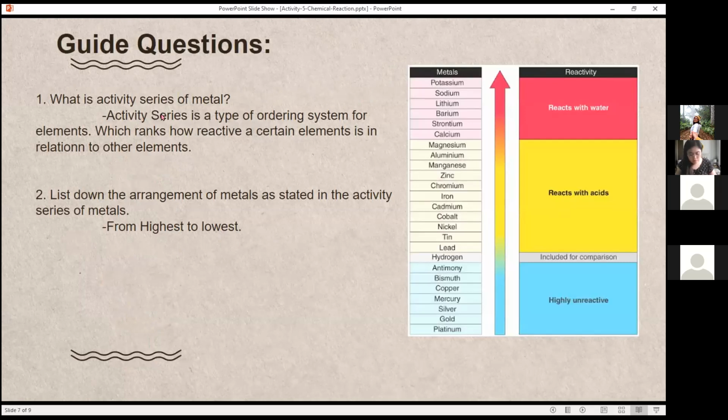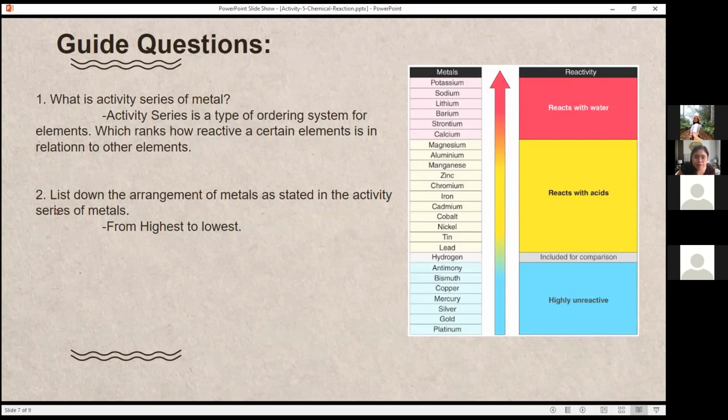So number 1 for guide questions. What is activity series of metals? So the activity series of metals is a form of element ordering system that ranks the responsiveness of a given element in respect to other components. The reactivity of an element is determined by how efficiently it can displace hydrogen gas from acidic solutions and water in the activity series. So activity series is a type of ordering system for elements which ranks how reactive a certain element is in relation to other elements.